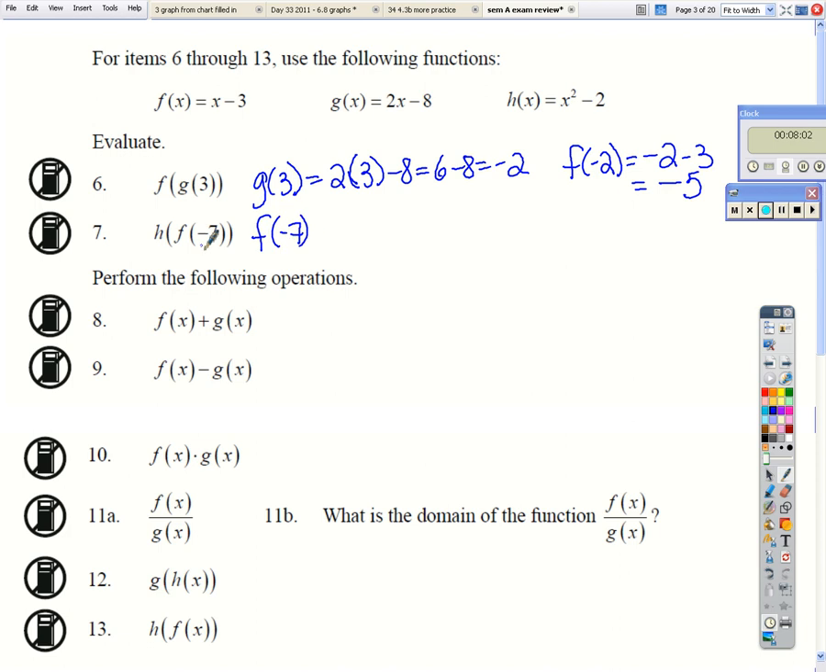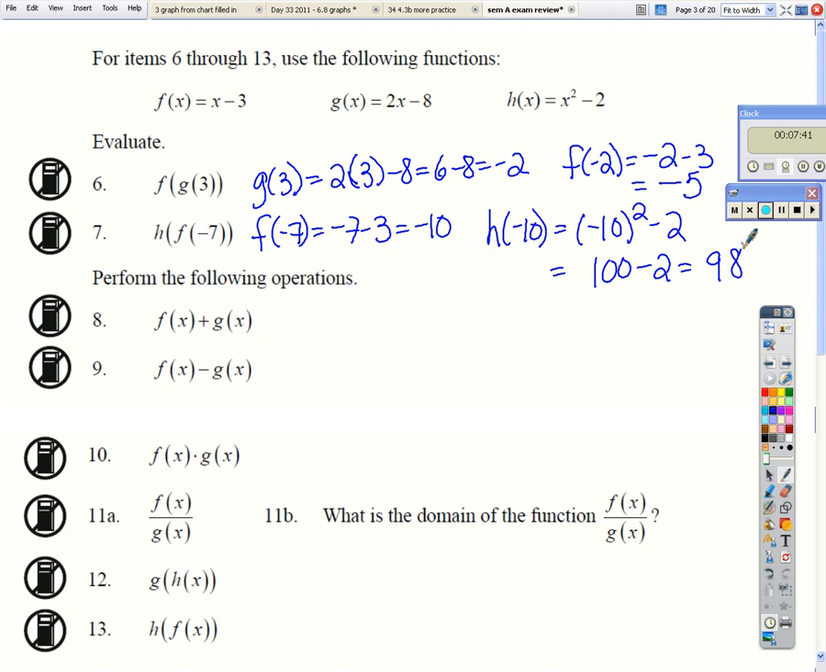First I'm going to find f of -7 here. -7 minus 3 is -10. So now I need to do h of that answer, h of -10. So -10 squared minus 2. That's 100 minus 2, so the final answer is 98.